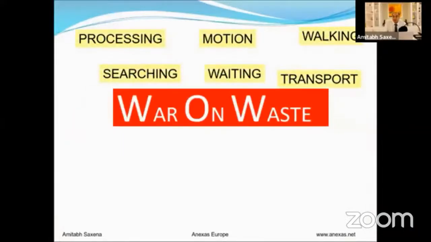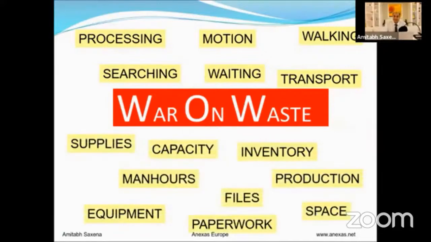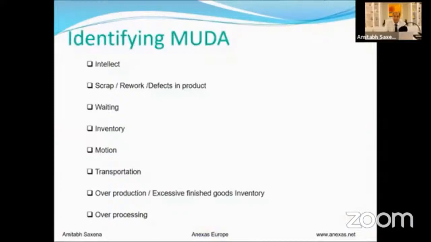Lean is about a war on waste: processing, motion, walking, searching. These are all examples of waste. Paperwork, too much paperwork, space underutilization, they are all examples of waste. So these are the 7 wastes. I just listed them. In fact, to remember the 7 wastes, you can always remember this term called I swim too.